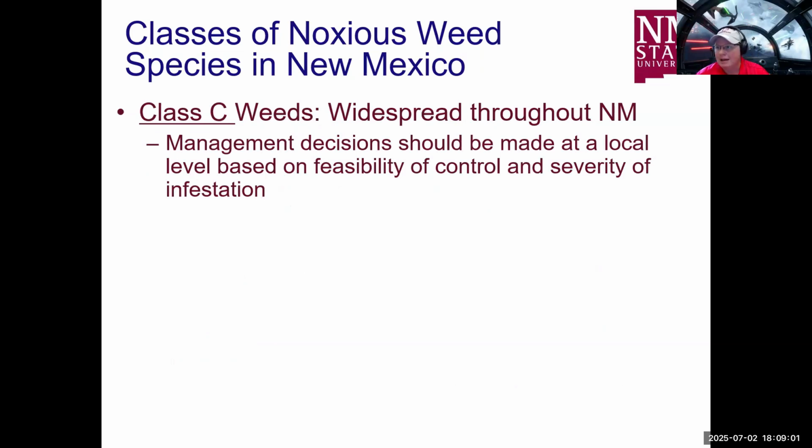Management decisions should really be made at a local level to try to eradicate those local areas, because you managing a certain type of Class C weed in your county, for instance, is not going to be that much impactful to all of the other weeds that are located in the other counties, but it is impactful to your county. And it might be possible to eradicate that population or at least keep it under management. That's the whole purpose of the Class C.